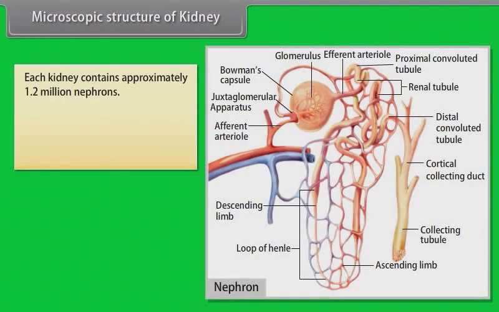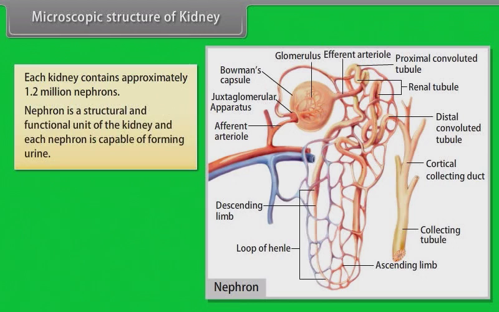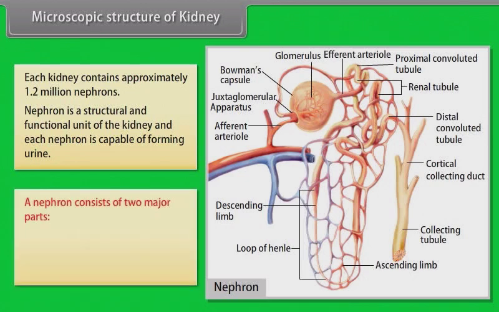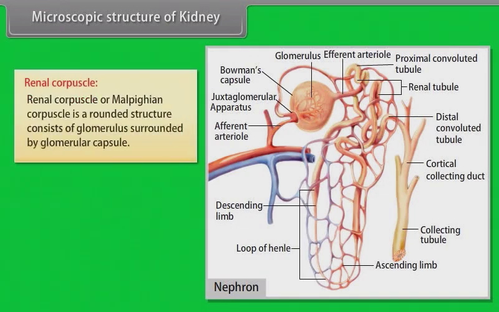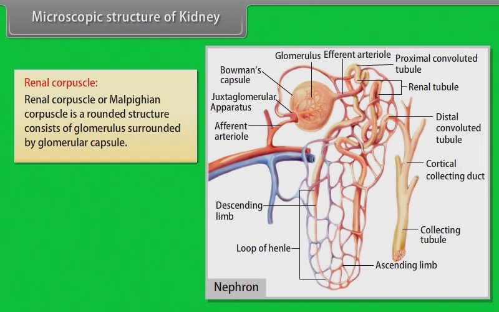Microscopic structure of kidney. Each kidney contains approximately 1.2 million nephrons. Nephron is a structural and functional unit of the kidney, and each nephron is capable of forming urine. A nephron consists of two major parts: renal corpuscle and renal tubule. Renal corpuscle, or Malpighian corpuscle, is a rounded structure consisting of glomerulus surrounded by glomerular capsule.